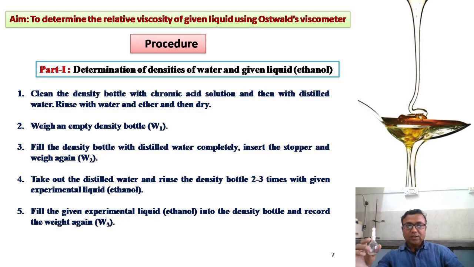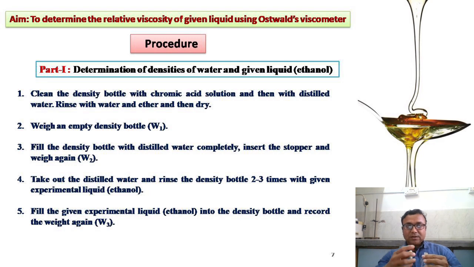W2 is nothing but the weight of the density bottle with distilled water. After taking the reading W2, take out the distilled water, throw it in the basin, and rinse the density bottle 2-3 times with the given experimental liquid. In this particular experiment we are using ethanol as the experimental liquid. So rinse with ethanol 2-3 times, throw it again, then dry it completely with paper and also with acetone, because acetone is an organic liquid which easily evaporates, so that the whole bottle becomes dry inside and outside.